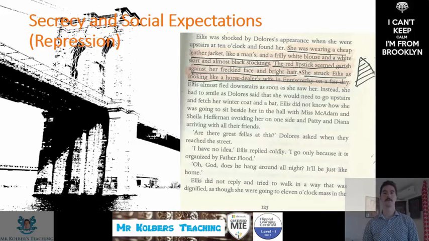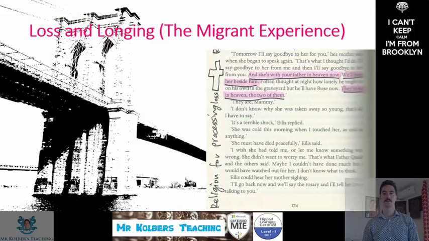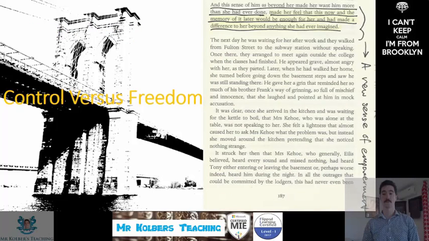For me, it's orange. Loss and longing and the migrant experience. This is on page 174. Pause the video, find it in your book, highlight it, and you might even want to add the symbol for religion, which here is a cross, but again, it could be anything you choose. Control versus freedom. Pause it, go to 187, highlight it in your book. And you could even add the note I've got here, a new sense of empowerment, if you feel the need.